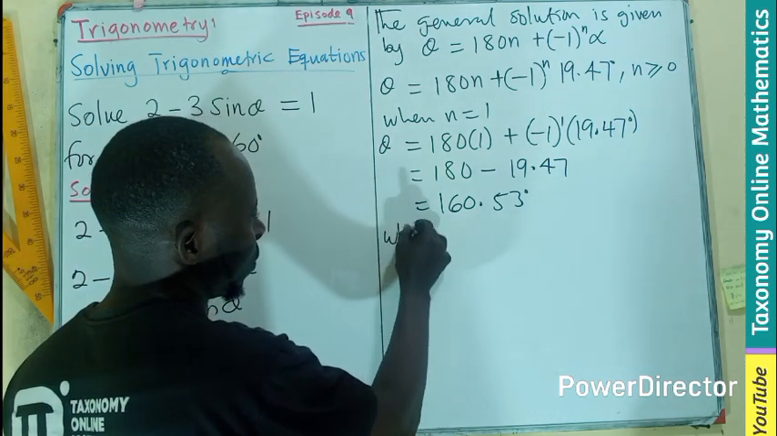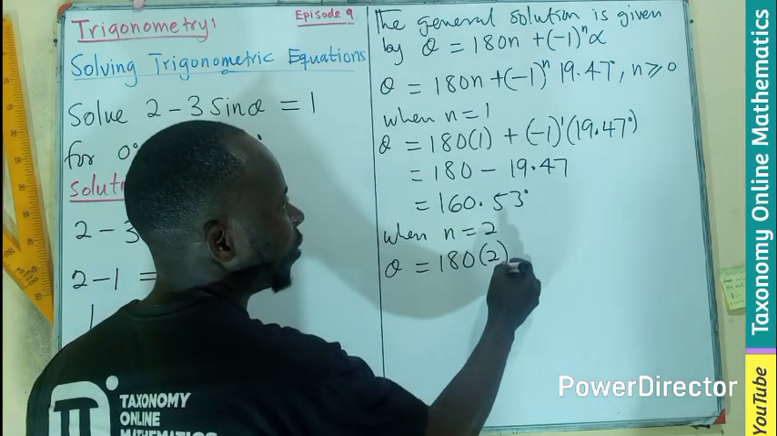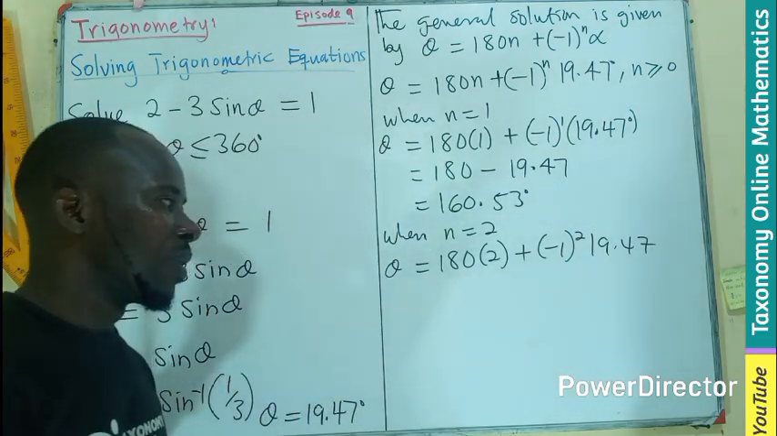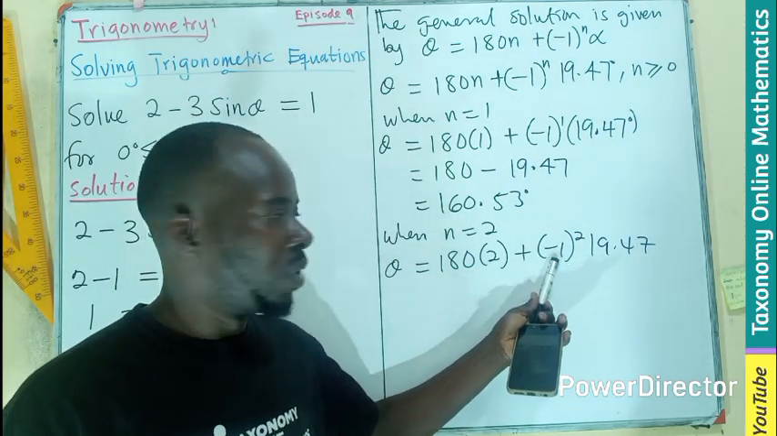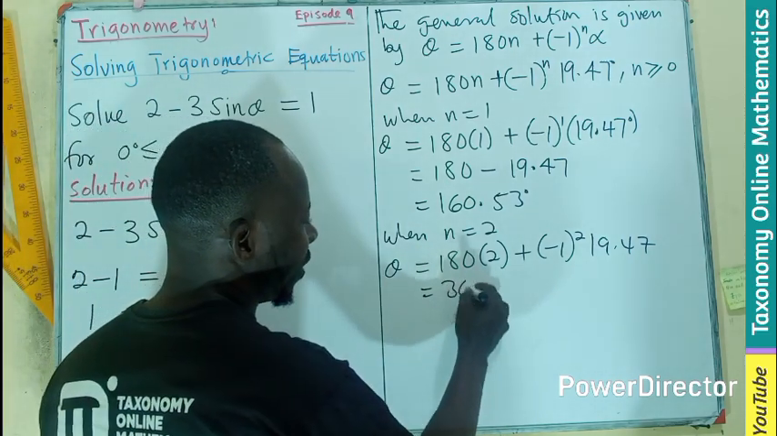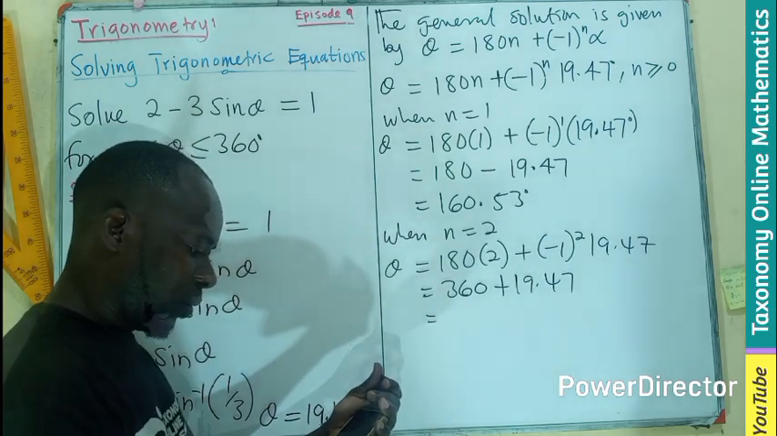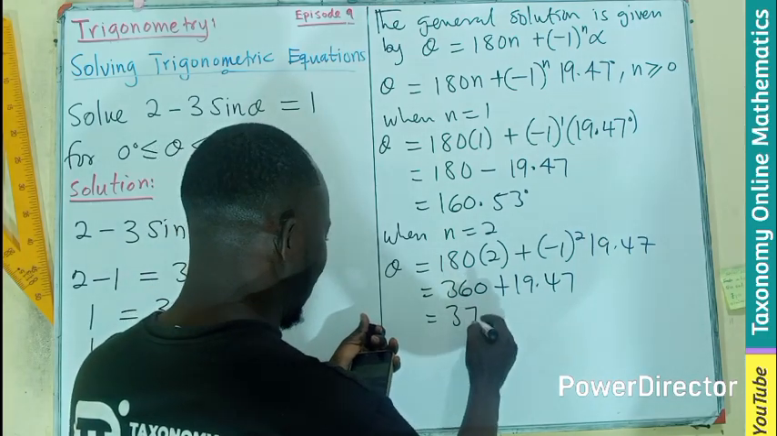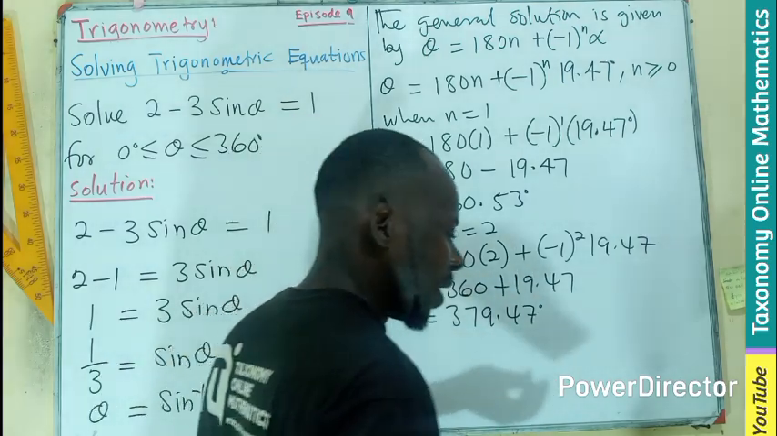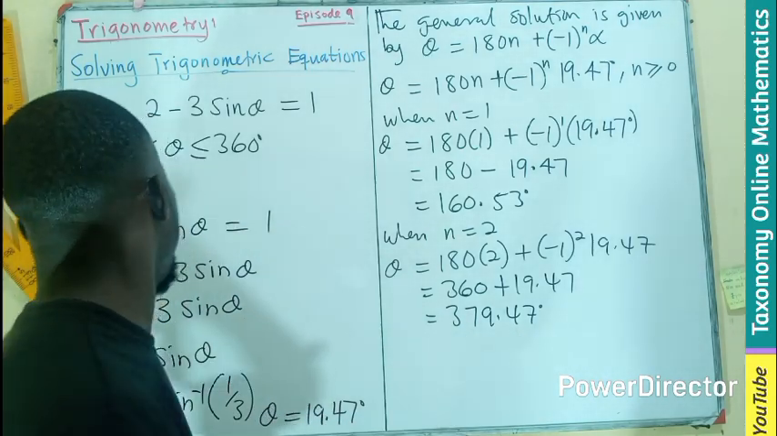So let's see when n is now 2. Your theta will become 180 multiplied by 2 plus negative 1 to the power 2 times 19.47. Remember, when you square this, it gives you a positive value. And when you find the product here, you'll be getting 360. So 360 plus 19.47 should be giving us 379.47 degrees. Remember the range we have been given, only 0 to 360. Our value is beyond. So what do we do?